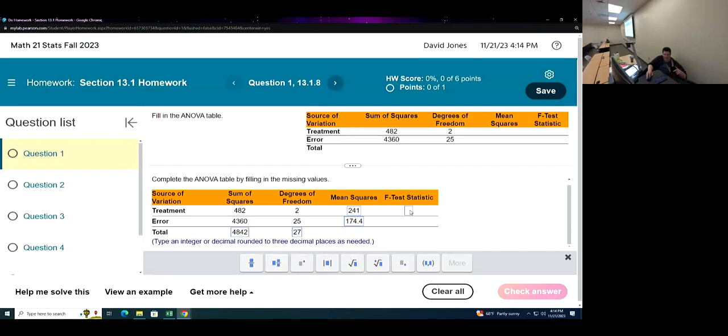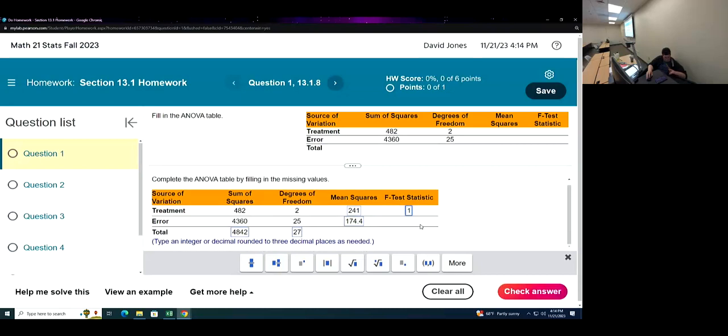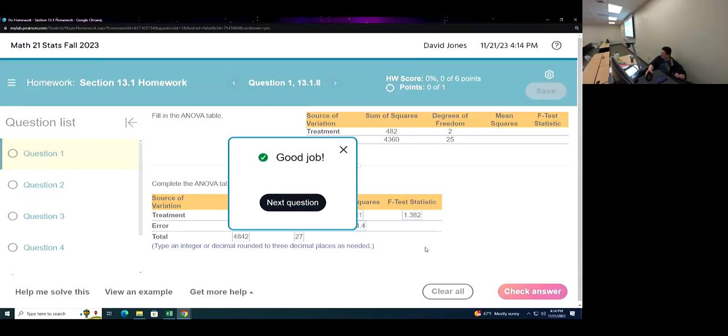And now to get this one, we need to divide that one by that one. So 241 divided by 174.4. I'm going to type it out on the screen so people can see it. 1.382. That's rounded correctly to 3 decimal places. Yeah. All right. You are a great wingman if that's correct. Excellent. We just busted through that problem real quick.